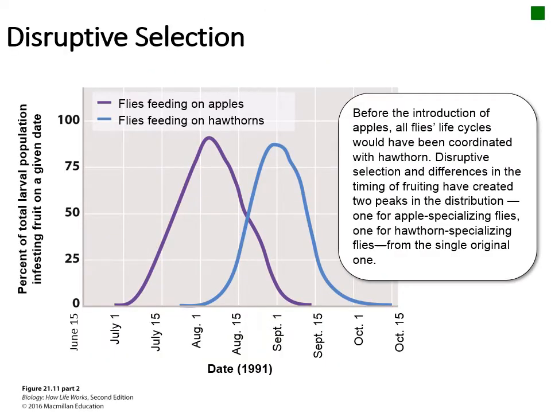The third type of natural selection we see is disruptive selection, which selects against the mean, so individuals at both extremes increase. In this example, we are looking at fly larvae that are feeding on two different types of trees, apple and hawthorn. The fruit on these trees blossoms at different times of year, so we can see one population of flies that are now apple specializing and one population that are hawthorn specializing. Before the apple trees were planted in the area, all the flies would have been under stabilizing selection for the hawthorn trees.